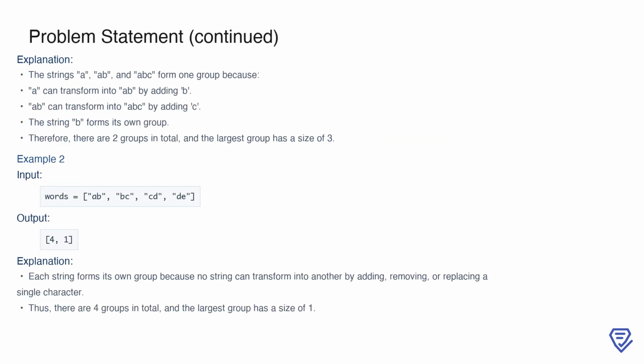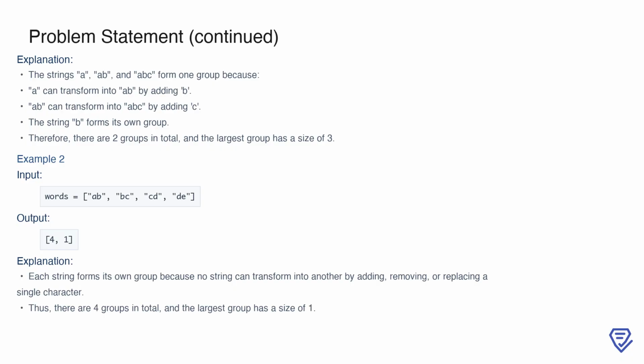In the first example, the strings a and abc form one group. This is because a can transform into ab by adding the character b, and ab can then transform into abc by adding the character c. On the other hand, the string b is isolated because it cannot transform into any of the other strings using the allowed operations. As a result, there are two groups in total, and the largest group, which includes a, ab, and abc, has a size of 3.